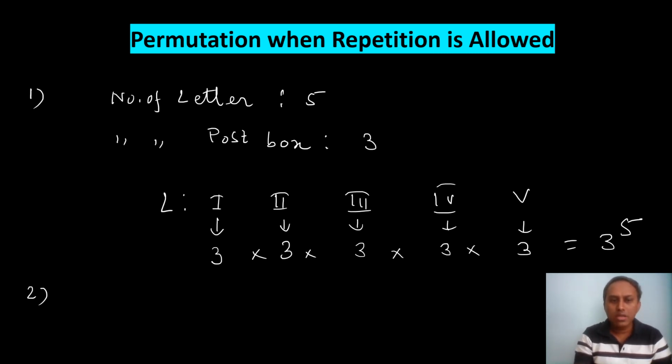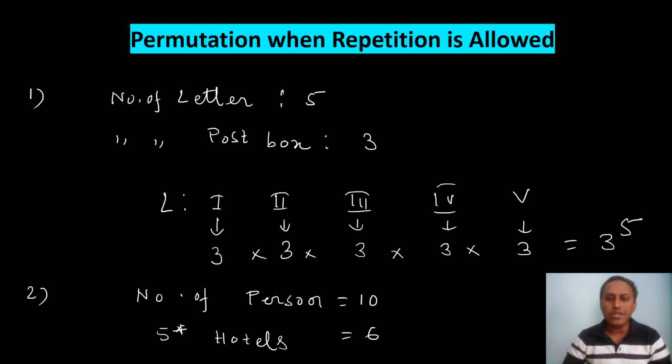Suppose 5 foreign delegates come to Delhi. Okay, let me take 10. Number of persons: 10, and there are 6 hotels. 5-star hotels. How many 5-star hotels are in Delhi? Suppose 6. So the question is, how many ways can they stay in these hotels?